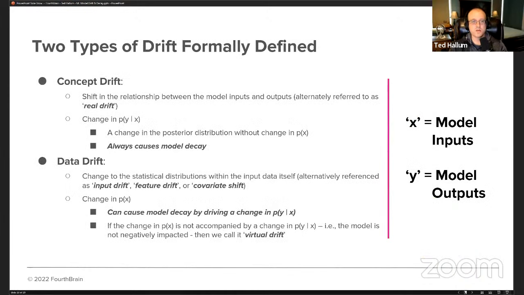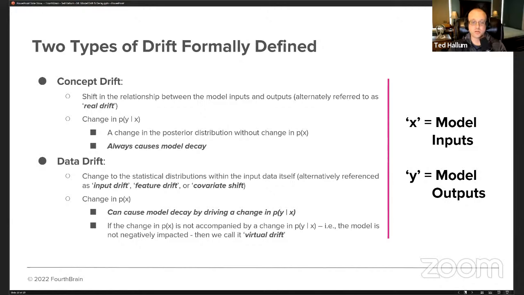So we have the two different types of drift here formally defined. I'll remind you that from our original slide about supervised machine learning, the predictor variables are what we call inputs here on this slide. And in the formal definitions, inputs are defined by X. And then your target label, which is also the model's output, is denoted by Y. So hopefully that gives you that context. Essentially, concept drift is when there is a change in the relationship between the inputs and the model's output.